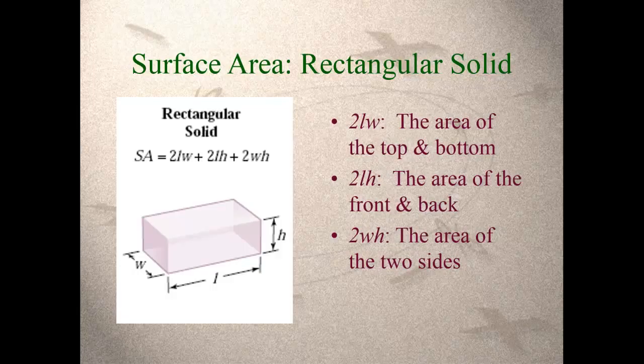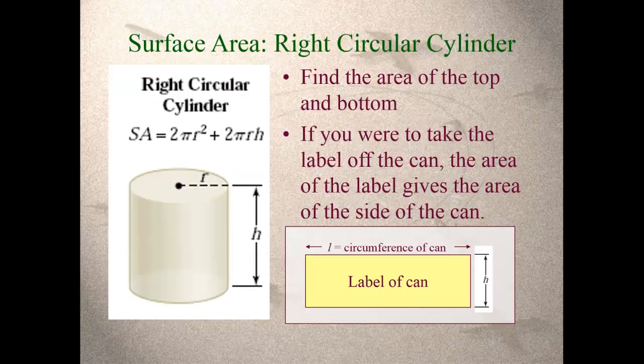times the height. I believe this is our last example, surface area for a right circular cylinder. It says find the area of the top and bottom. If you were to take the label off the can, the area of the label gives the area of the sides of the can. So the formula for surface area for a right circular cylinder is SA is equal to 2 pi r squared plus 2 pi r h.